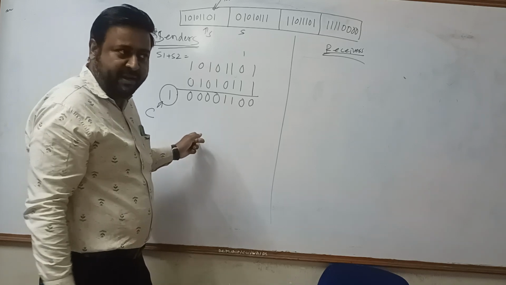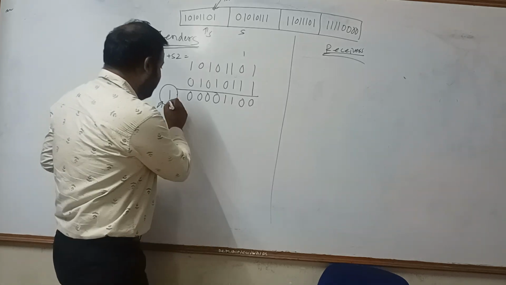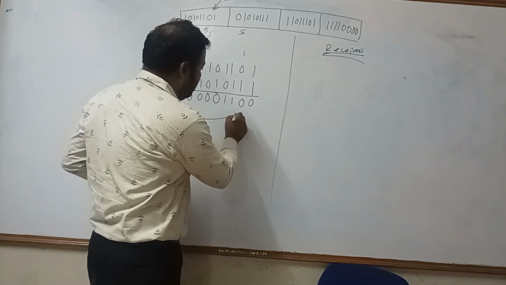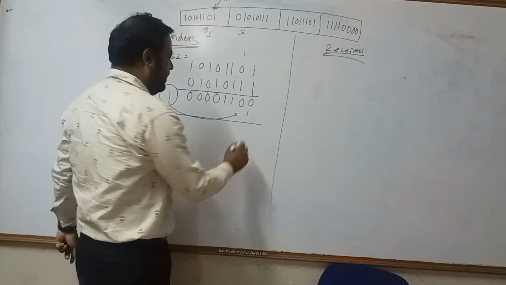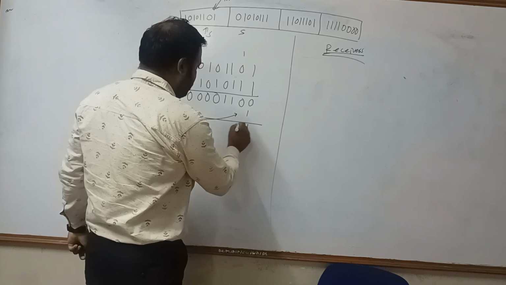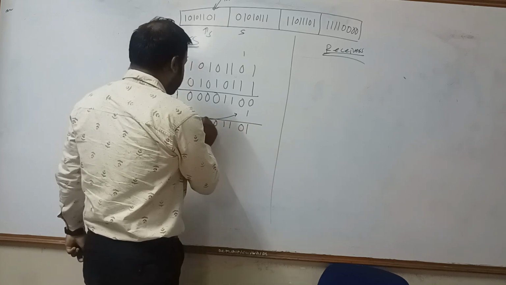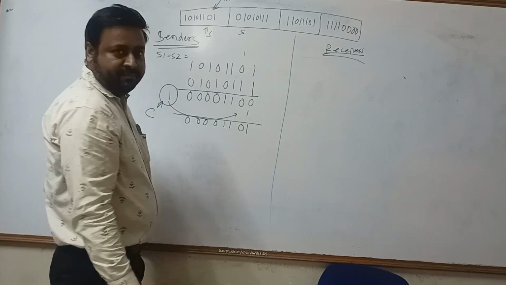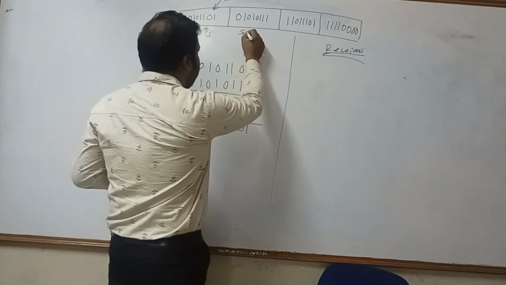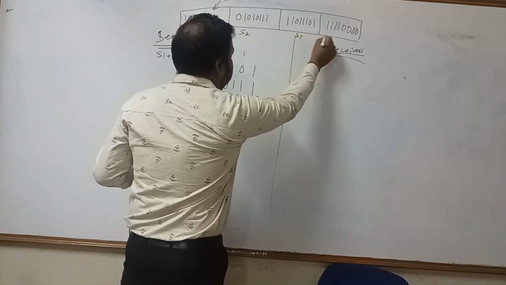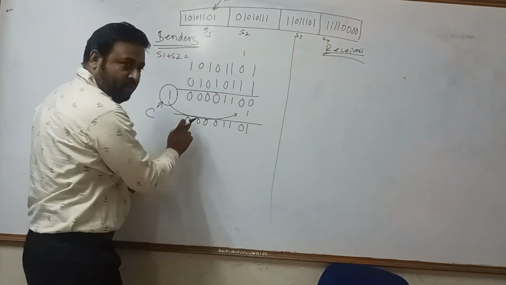If the carry bit is 1, then this 1 is to be added here. In this scheme, the carry bit is to be added back. Now this will become 1 0 1 1 and 4 times 0. Clear? Next, segment 3 is to be added with this sum.